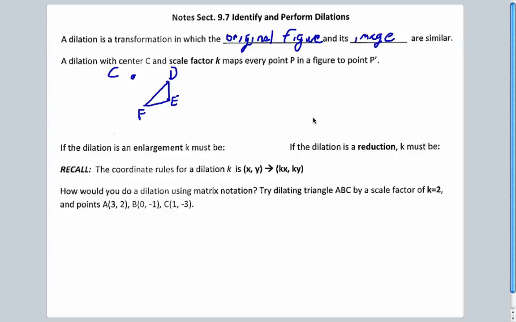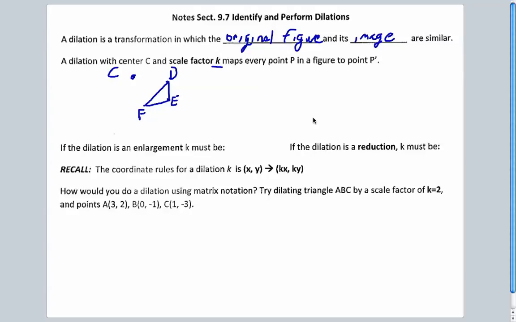So if we have a dilation with a center C and scale factor K, it maps every point P, which is just representative of the beginning point where you start, to point P prime, which is where you end up. Okay, so for instance, if I wanted to take triangle DEF here, and I wanted to dilate it by a scale factor. We always represent scale factor by K, right? If we think back to geometry A, we always represent scale factor by K.